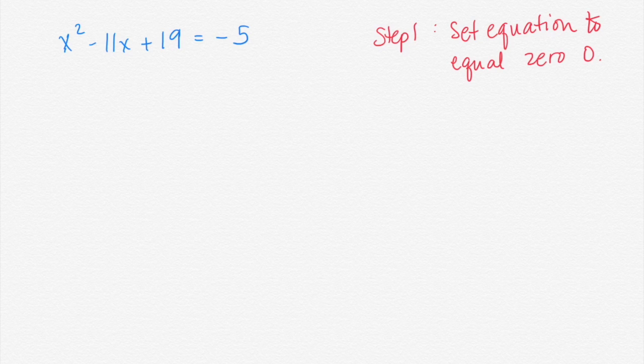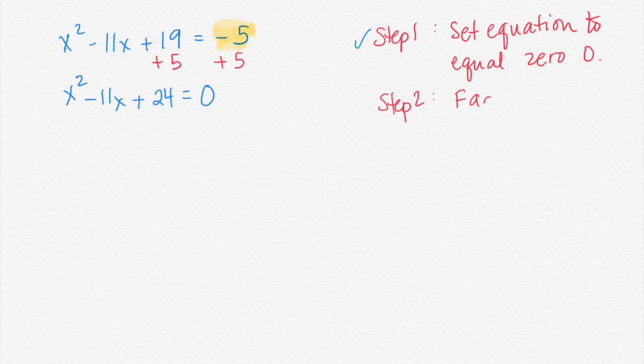The example that you're probably going to get is something like this, where you have a trinomial that's equal to something other than 0, and you're going to actually have to set this up yourself. So whenever you have something like this, step 1, set your equation equal to 0. That means you have to move that 5 to the other side. You can only add it with a common term, which is 19, and that gives you a 24. Now you have your trinomial equal to 0.